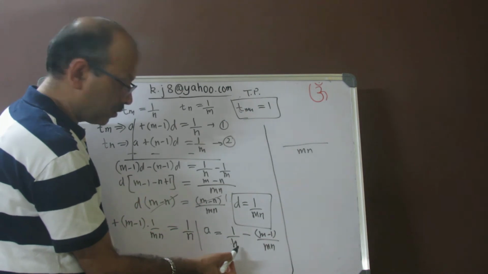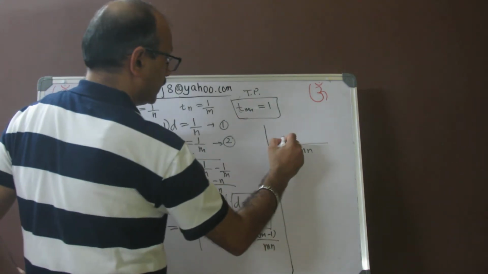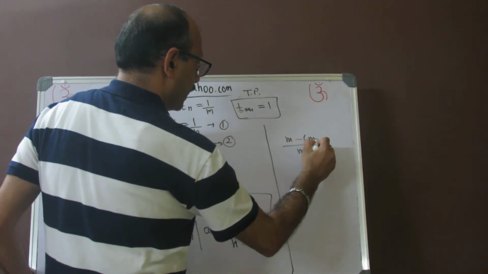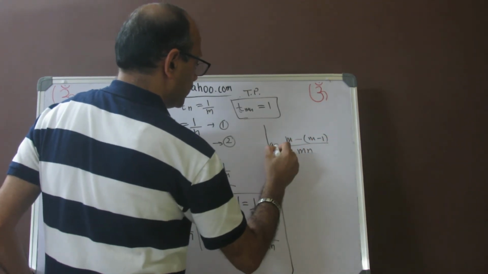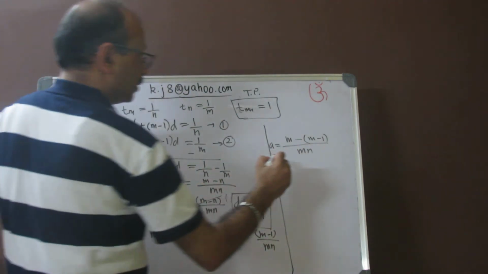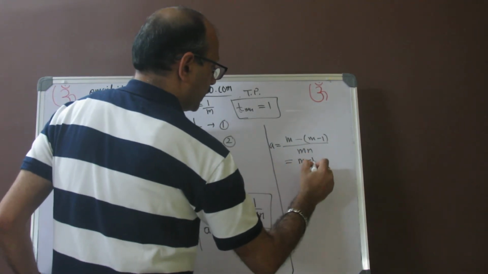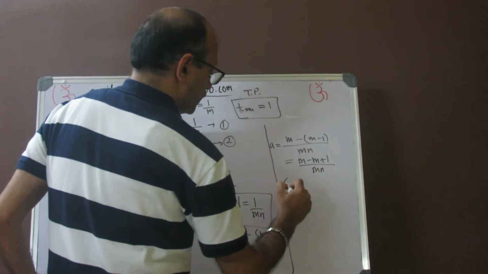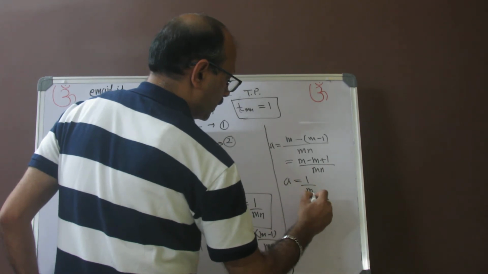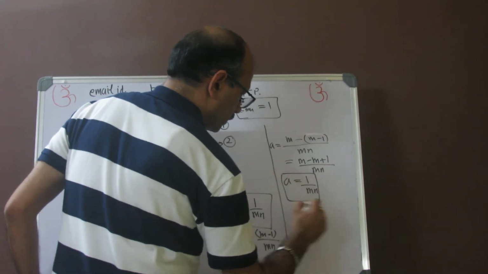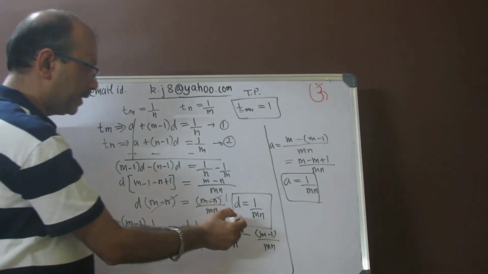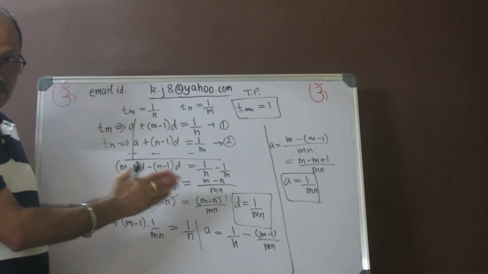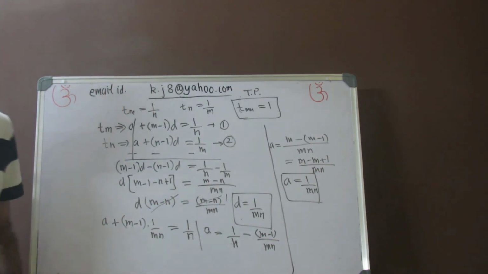Now this one has n already in the denominator, so I have to multiply with m. So it becomes m minus (m minus 1). And what is this? This is my a. So if I solve, it gets m minus m plus 1 upon mn, which gives me a equals 1 upon mn. So you can see d is 1 by mn, a is also 1 by mn. It is exactly the same kind of question which we did in the last question.